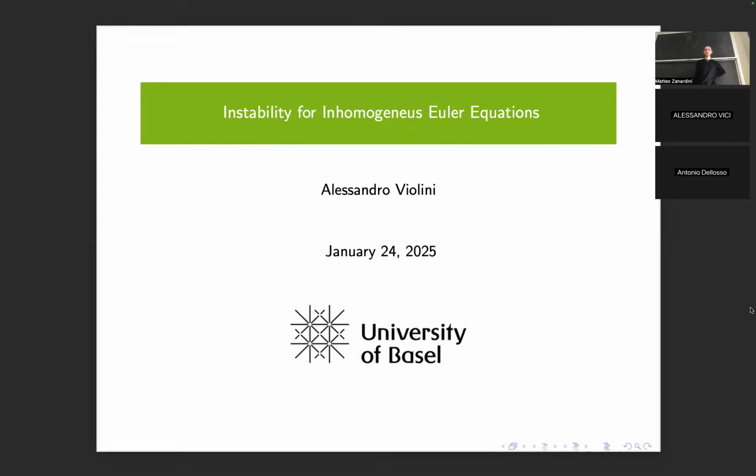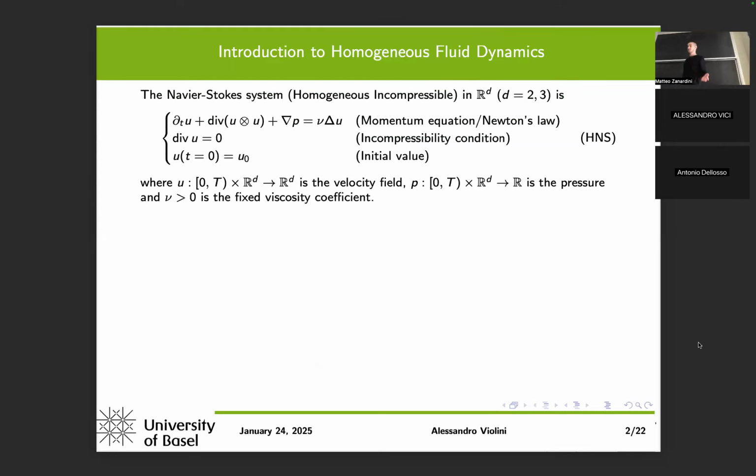And I will start from the basics. So if you want to model a fluid, usually you use Navier-Stokes for one fluid. If you also want this fluid to be incompressible, you use homogeneous incompressible Navier-Stokes, which is the following system. So let me start. The first PDE is Newton's law, the equation for the velocity field. The second equation is the incompressibility condition, and then you have the initial data, which is given.